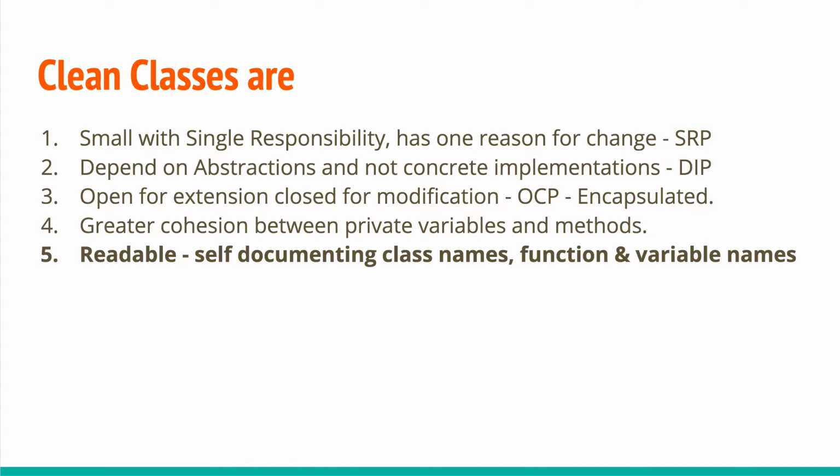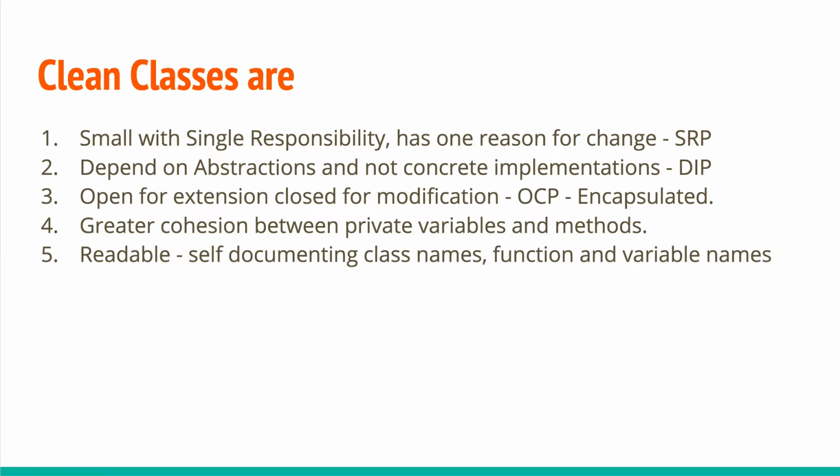The final point in the book was around readability, which is the clean class is one that is self-documenting in terms of its own class names, method names, variable names, and it's easy to understand. It has a single responsibility and very quick to understand what it is doing and what is its responsibility. So those are the five suggestions in this book on how to write your classes in a pretty clean way.